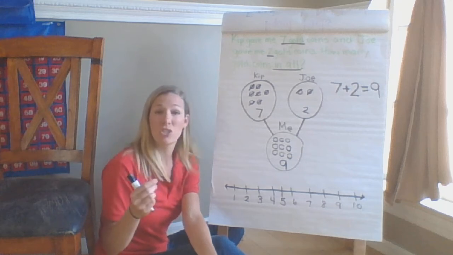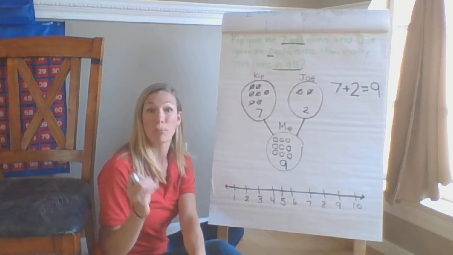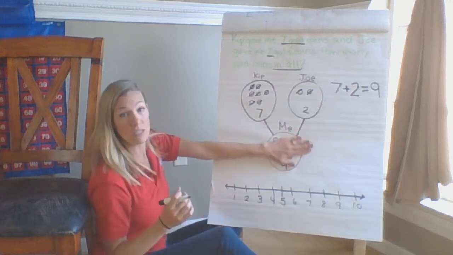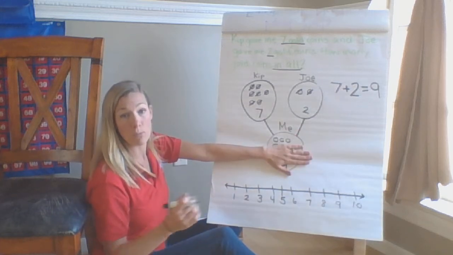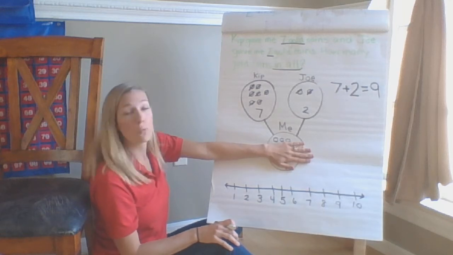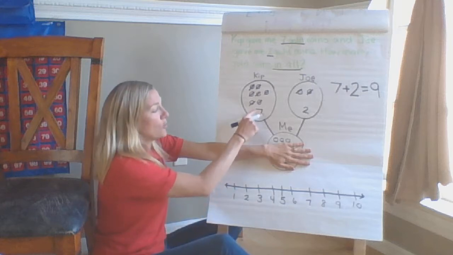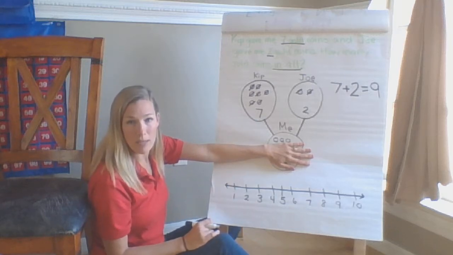So I'm going to start with the biggest number first that I knew in the problem, okay? We're not using this number yet. This is our solution. We're going to go with our information from the problem. So which group was the larger number? 7. So I'm going to find the 7 on my number line.